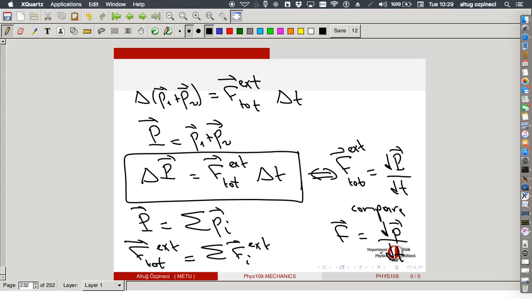Then I can calculate the total external force acting on this one by just summing over the external forces acting on each one of the atoms. And then the total external force and the change in the total momentum just follow this relation, just like Newton's second law for extended objects.